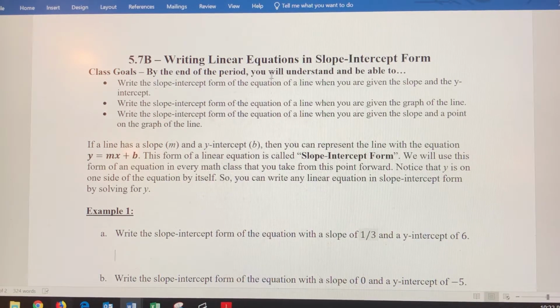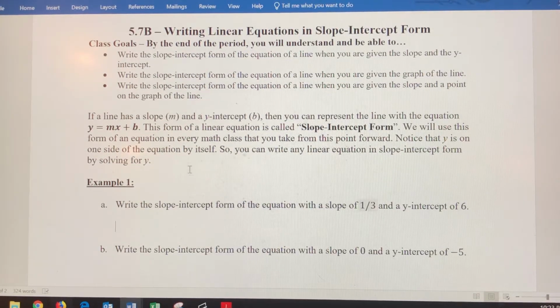All right, so in this video, we're going to go over the first bullet here. We're going to write the slope-intercept form of the equation of a line when you're given both the slope and the y-intercept. This is going to be the easiest thing you're going to do when it comes to writing slope-intercept form.